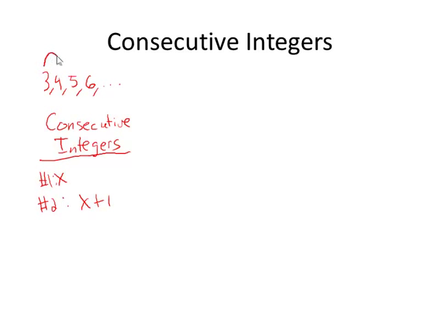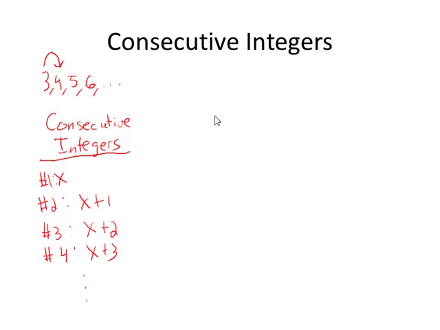To get from the first number to the second, we can do that by adding 1. For the next integer, we add another 1, which will be x plus 2. The fourth one will be x plus 3, and so on. However many you need. Some problems have 2, some have 17. You just have to keep writing them down however many you happen to have.